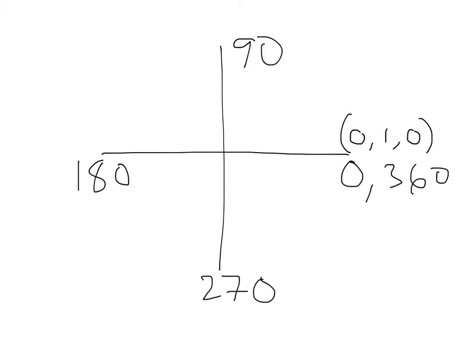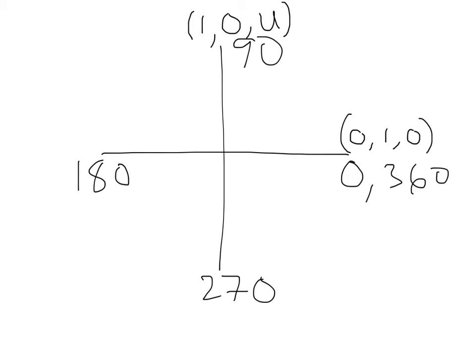Up at 90, sine is going to be 1, cosine is 0, and tangent is actually going to be undefined, because if you do the ratio, you're going to end up getting a number over 0, or 1 over 0, which would be undefined.